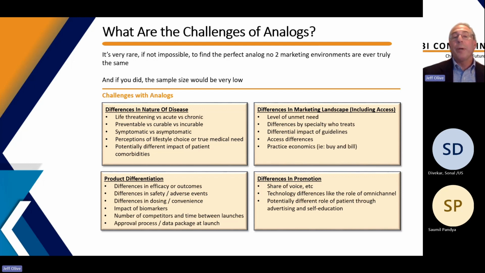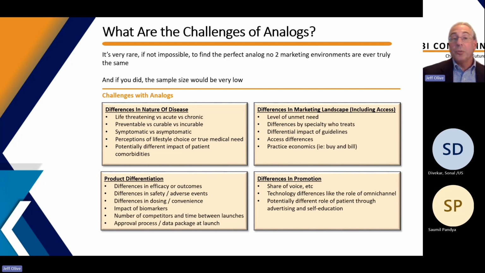I threw number of competitors and time between launches in product differentiation instead of the marketing landscape, just because I think it's so closely correlated. But a first or second entrant can make such a big difference versus a third or fourth entrant on share. So can time between launches. The longer a product's on the market unopposed, the more entrenched prescribing becomes. Look at the approval process.